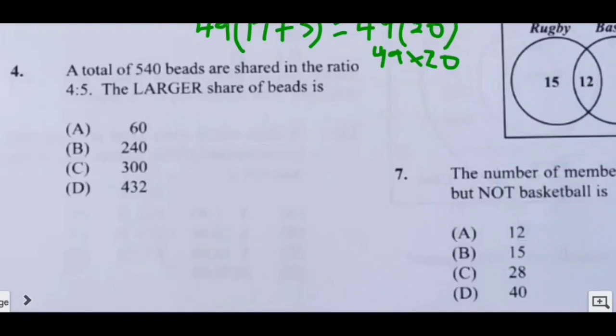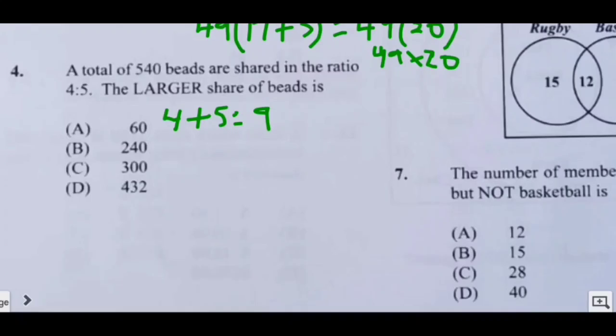Moving on to question 4. It says, a total of 540 beads are shared in the ratio 4 to 5. The larger share of beads is, so we need to find the value of the fifth share, which is the larger of the two shares. First, we need to add up our shares. So we have 4 plus 5, which equals 9 shares.